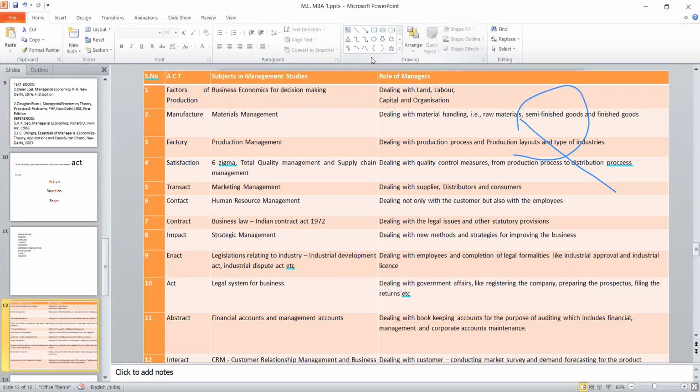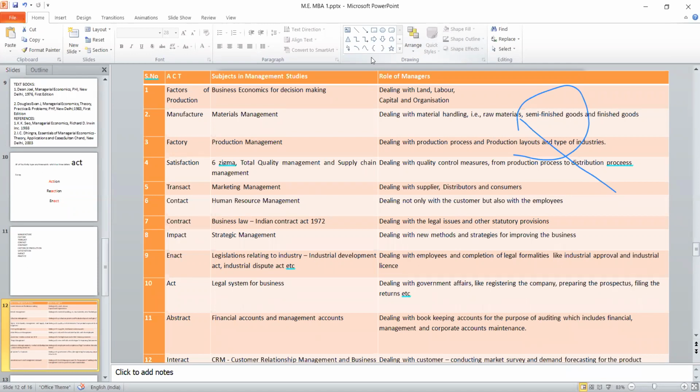Then one more word I have said is transact. It is nothing but marketing management. We are dealing with the stakeholders like suppliers, distributors, customers. So all these things are studied in the marketing management. The next word I said is contact. It is nothing but human resource management. It is dealing not only with the customer but also with the employees and related people with the business.